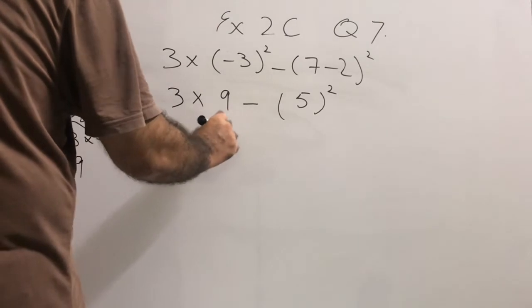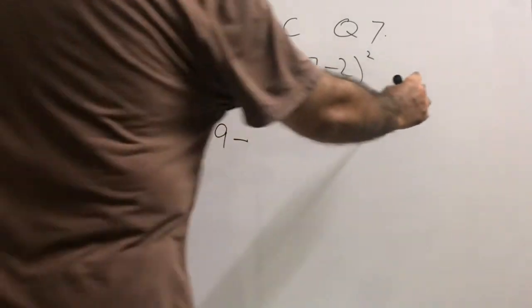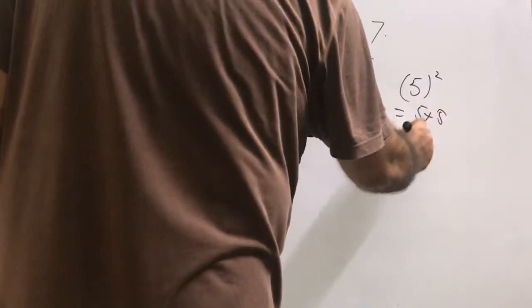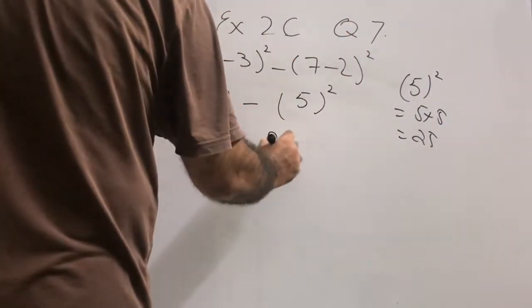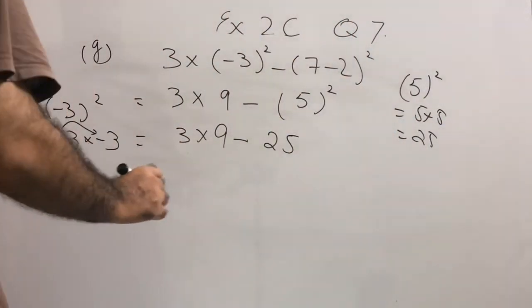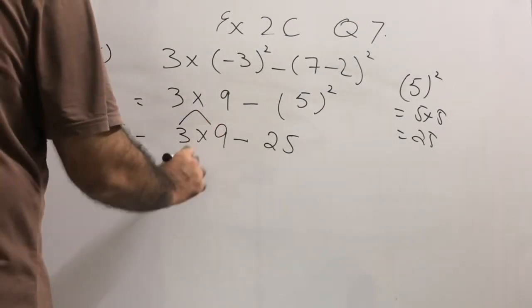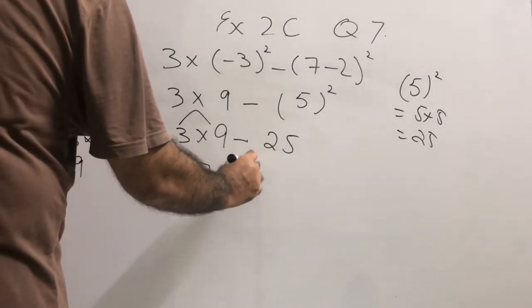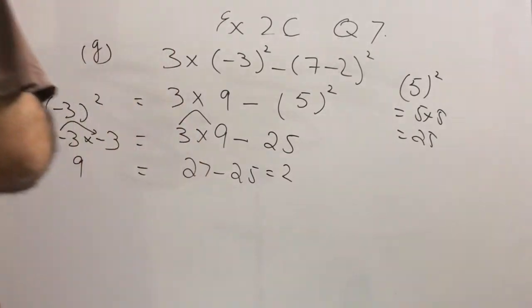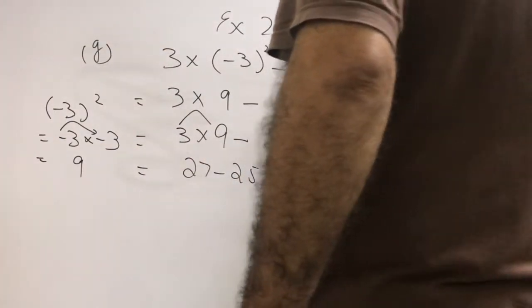3 multiplied by 9 minus 5 square means 5 multiplied by 5, this is 25. Now first we need to multiply. 9 3s are 27 minus 25, it becomes 2. 2 is the answer. So it was very easy and simple. We just need to apply the rules and we get the answer.